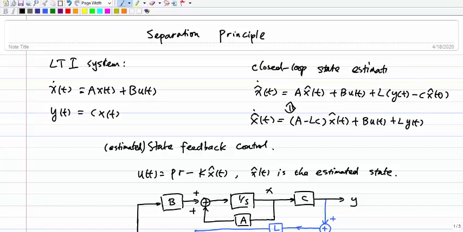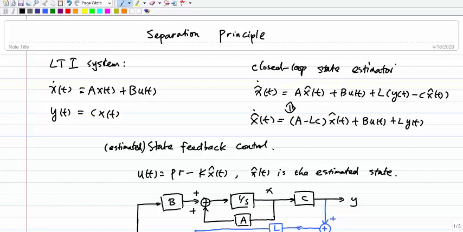So one question you might have in your mind is, what if I put them together, because I can use the estimated state in my state feedback control design? Well, if I use it that way, would that affect the stability of my original linear time invariant system? And how does the estimated state impact the original linear time invariant system? And how about the overall transfer function?